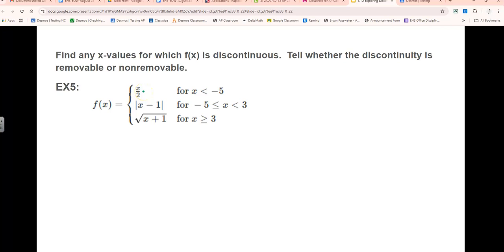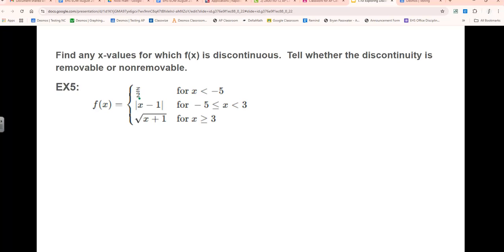So let's think about each piece of this piecewise function. X over 2, what type of function is that? Is it a line, parabola, absolute value, rational? What have we got there? It's just a line. Because it's really like 1/2 times x. The x is not in the denominator. Is that piece going to have any discontinuities in the piece? Lines are continuous everywhere, right?